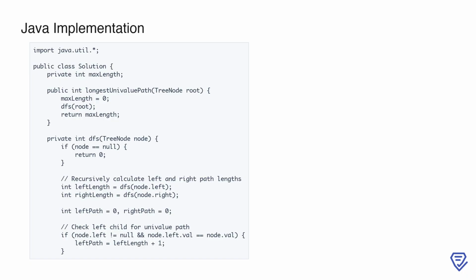To account for paths that can extend through the current node, we introduce two variables, left path and right path, both initialized to 0. Here, we check if the value of the left child matches the value of the current node. If it does, we update left path to be 1 plus the length of the left subtree path. This inclusion ensures that we are building a Univalue path extending through the left child when the values align.